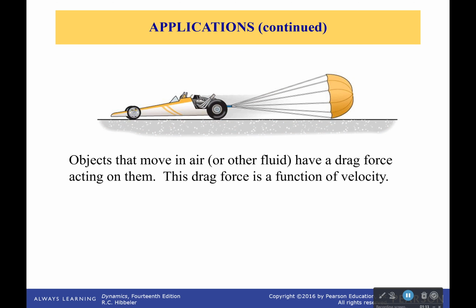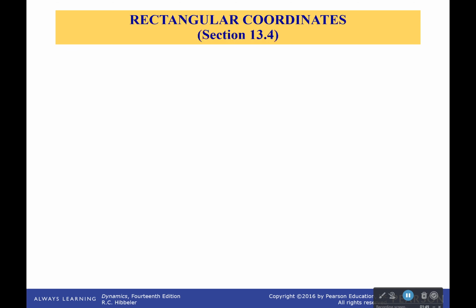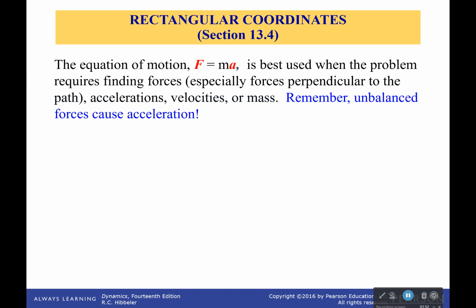Or this vehicle right here. Now, this drag racer obviously doesn't run with that parachute the entire time. It's only when they get to the end of the track that they deploy the parachute. And that parachute inflicts a drag force, and that drag force is a function of velocity. So if we know what the dragster's velocity is, and we know the magnitude of the opposing drag force, could we figure out how long or how far it's going to take before that drag racer can actually come to a complete stop? How will we do that? Well, these are all questions that we're going to begin to answer today.